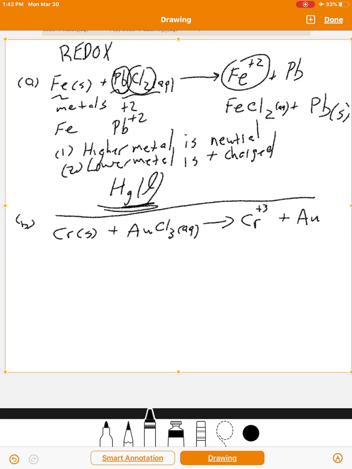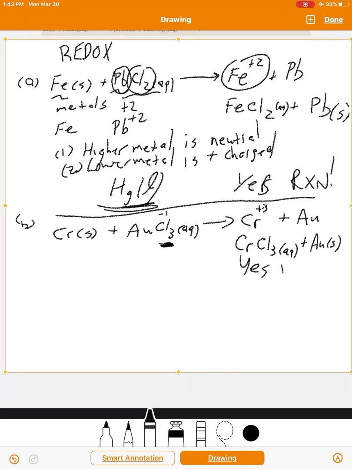Then we go through the charges. There's 3 chlorides here. Each one's minus 1. So now chromium's plus 3, so it needs 3 of them. So CrCl3, aqueous. And then the metal, with the exception of mercury, would be solid. And there you go. So there will be a reaction. So we could say, yes, reaction. The one that's higher up has got to be the one that starts off as neutral.